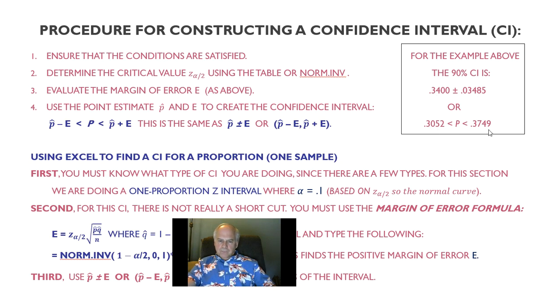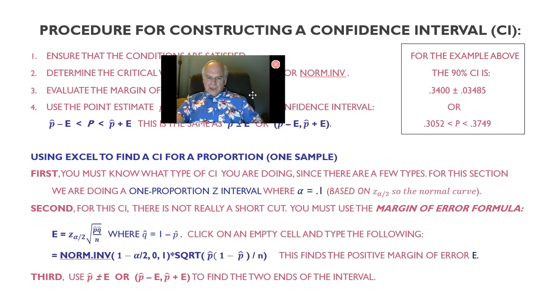Okay, now we're going to look at Excel. How do you use Excel to do this? First, you must know the type of confidence interval you're doing. In this case, it's a 1 proportion z interval, because we're basing on the z alpha divided by 2 values. Second, for this CI, there's not really a shortcut. You got to use the margin of error formula. You got to take the critical value times the standard error, and you can click on empty cells and put them in there, or you could just do one big long formula here.